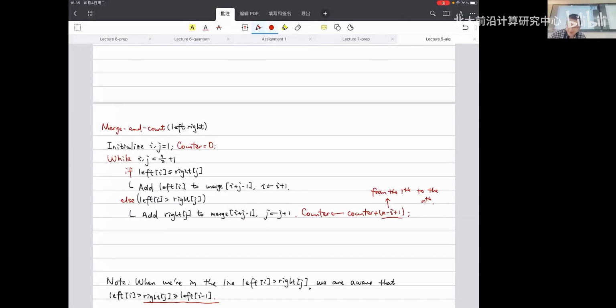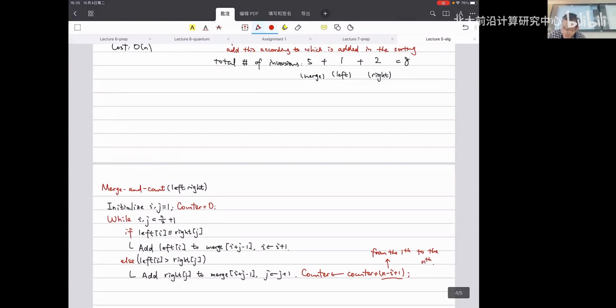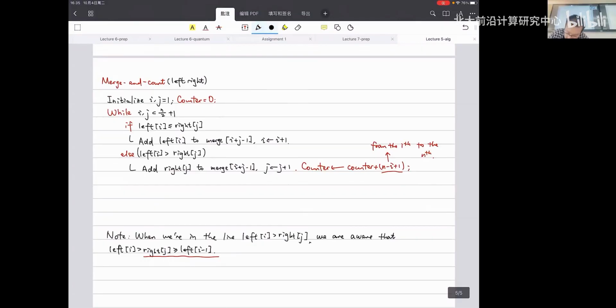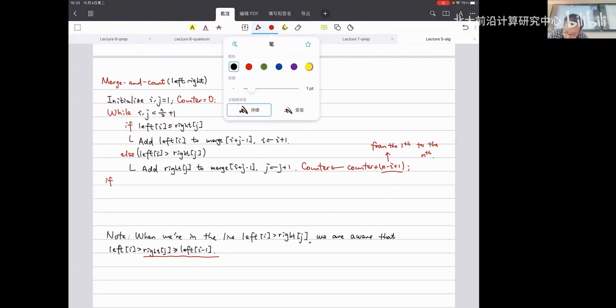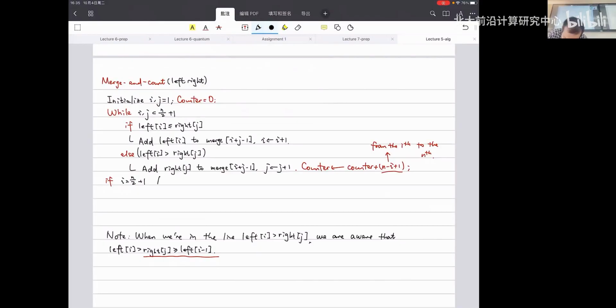Okay, so this is the most important line of this algorithm, actually the most significant difference compared to only sorting. So let's just finish the rest of the algorithm. And I guess the remaining part is probably quite straightforward as we discussed about the sorting algorithm. So if this pointer of I moves out of the boundary and moves to n over 2 plus 1, we just append the remain of right to the end of merge.